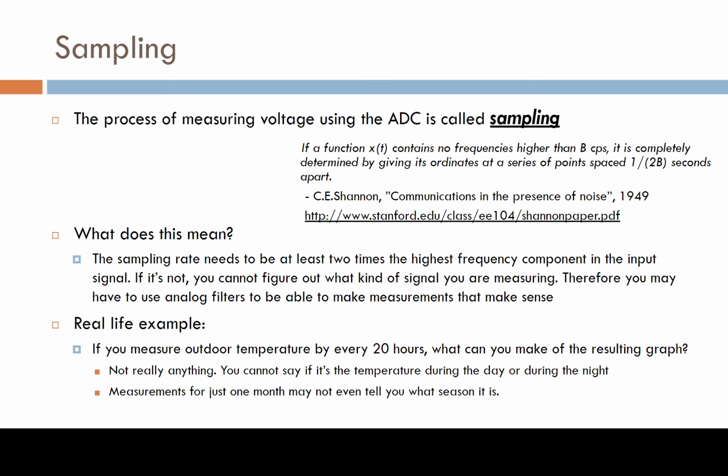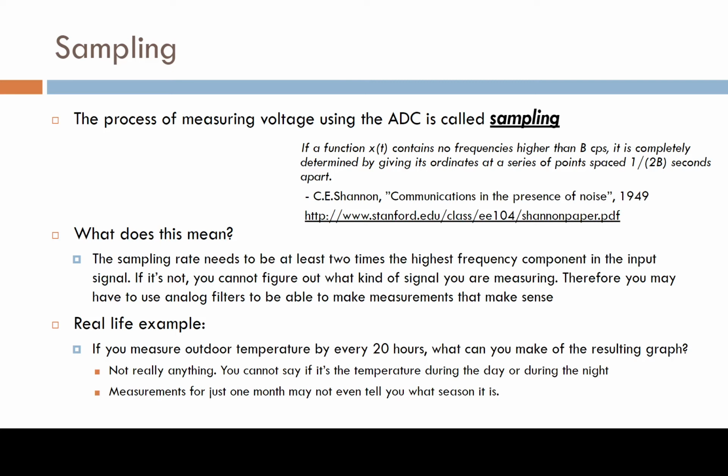Okay, real life example. If you measure outdoor temperature every 20 hours, what can you make of the resulting graph? So 20 hours, a little bit less than one full day. Basically, you cannot really say anything about the temperatures, since the day and night temperatures are kind of mixed there.